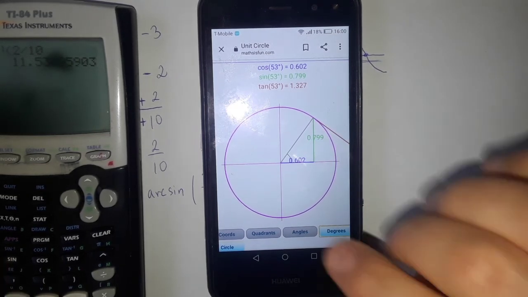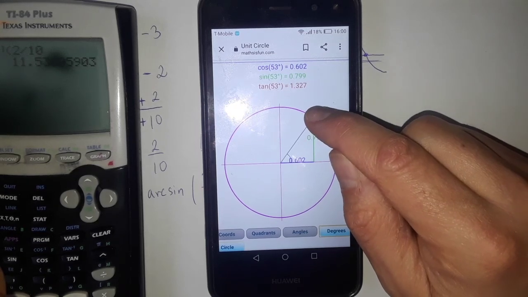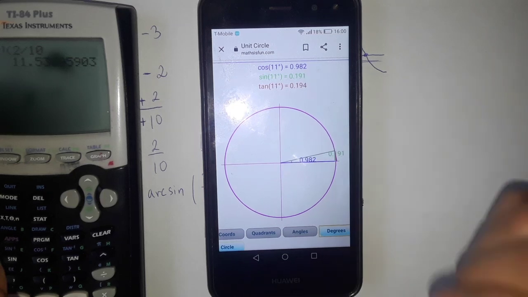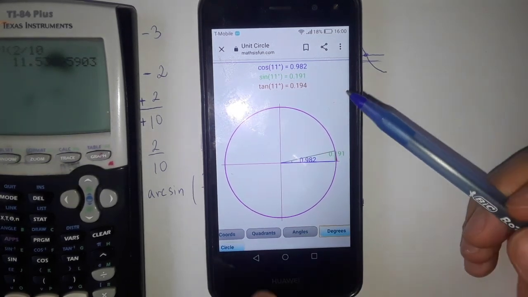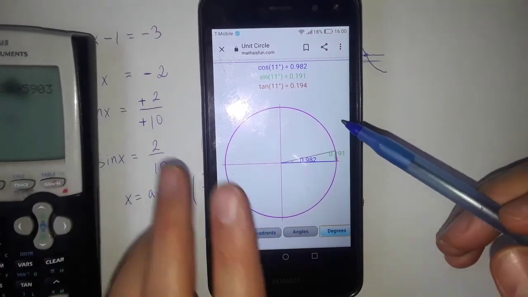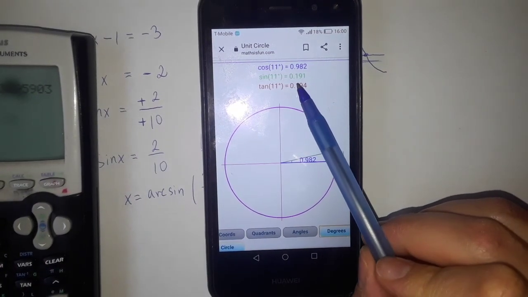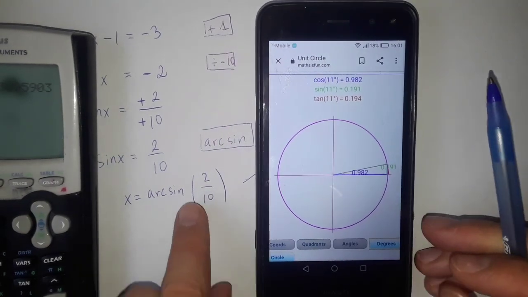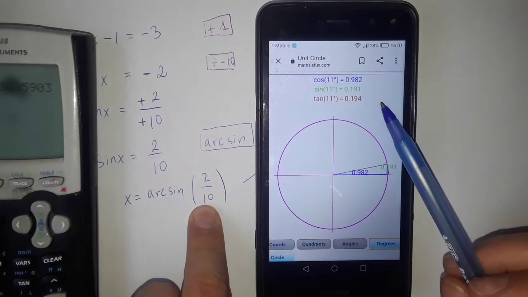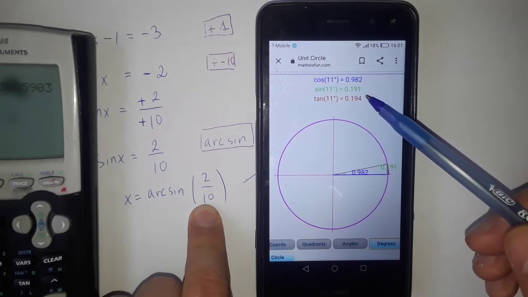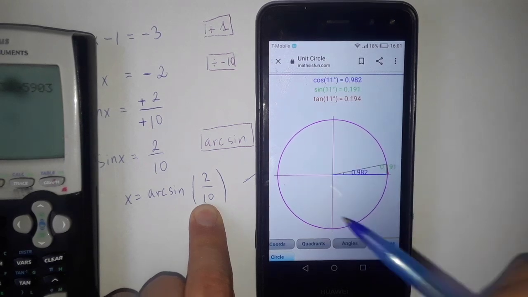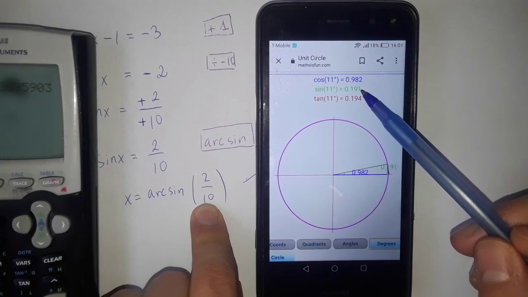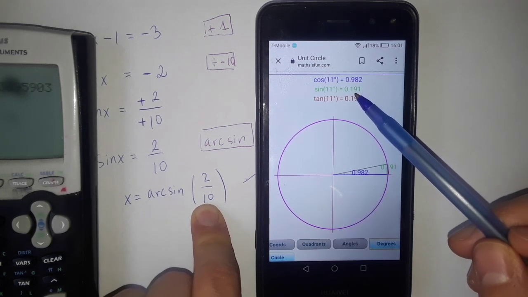Correct? So now we have an angle of 11 degrees. If I go down to 11 degrees, we have that the sine would be 0.19, which is really close to 0.2, and 2/10 is 0.2. So that's what we have. Now we have to think where in the unit circle we're going to have again a sine that is 0.2.